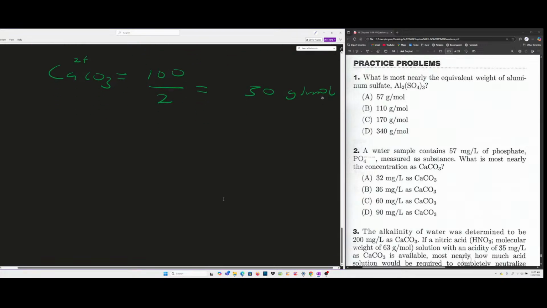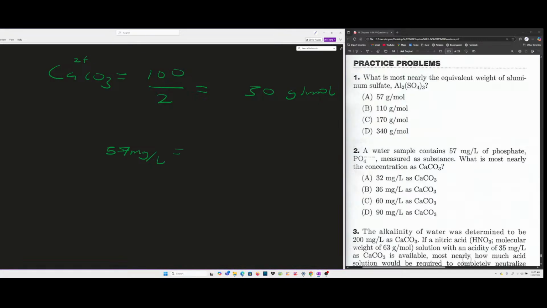We're going to use this formula. This is how I'm going to do it. This is another trick we can use if we don't want to do this. We're going to have 57 milligrams per liter of phosphate, which is equal to what? 31.657 grams per mole equivalent weight. So X of CaCO3, what concentration of CaCO3 is equal to 50 grams per mole, because molar mass is grams per mole.